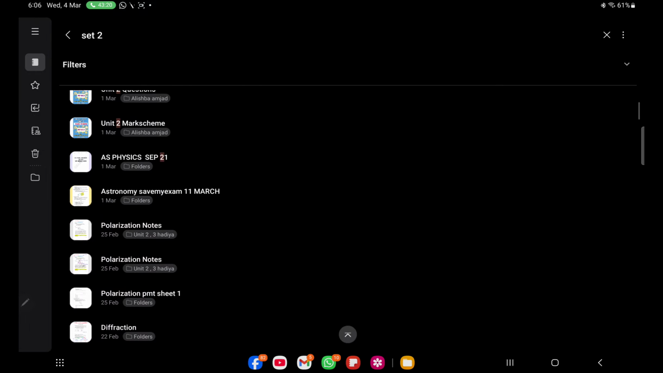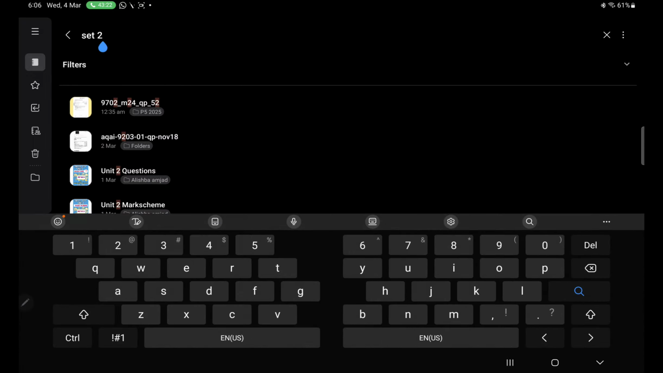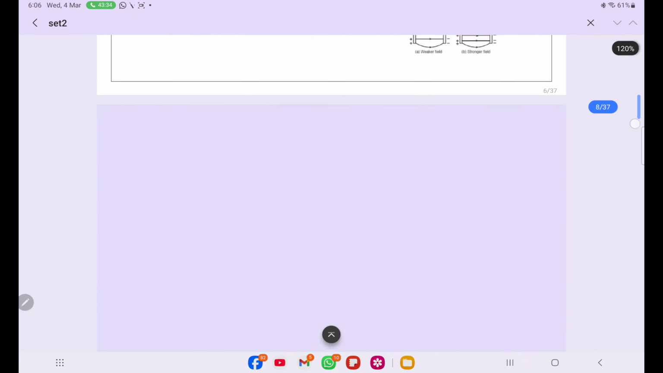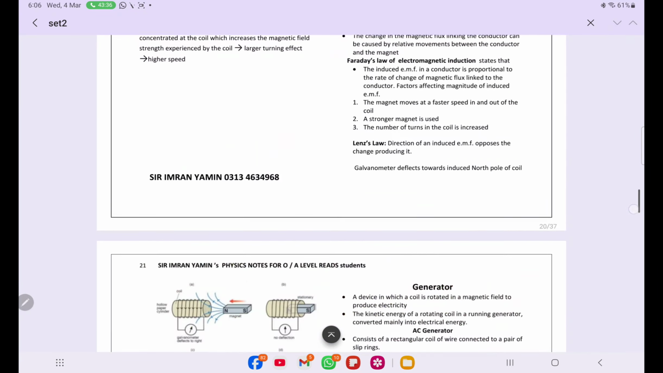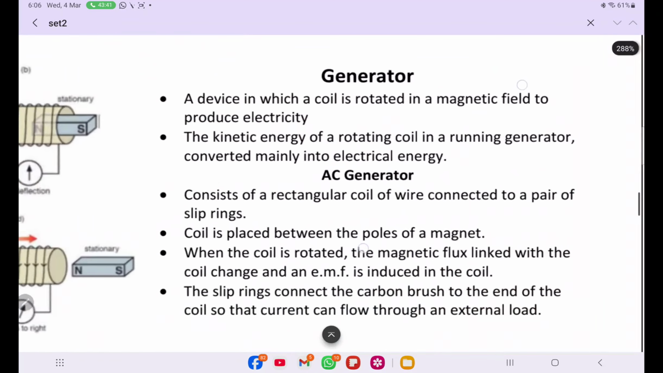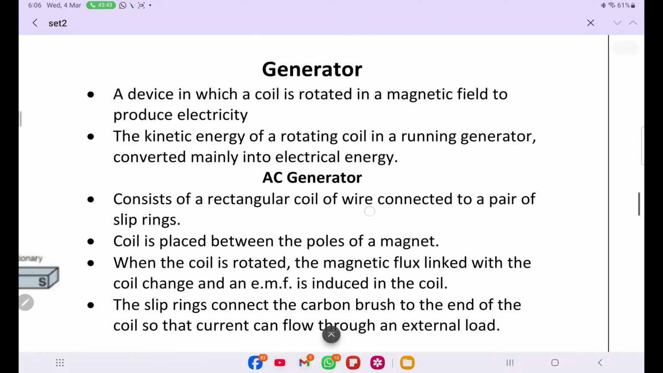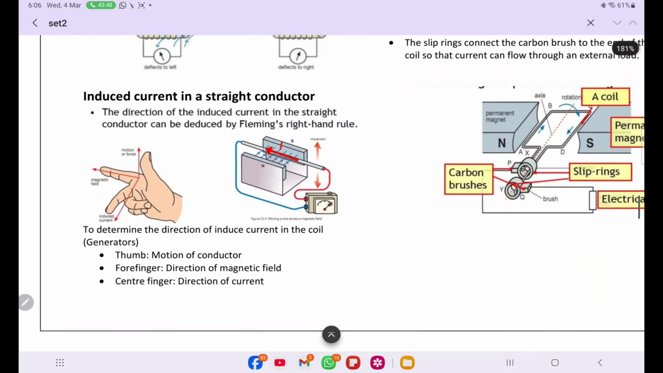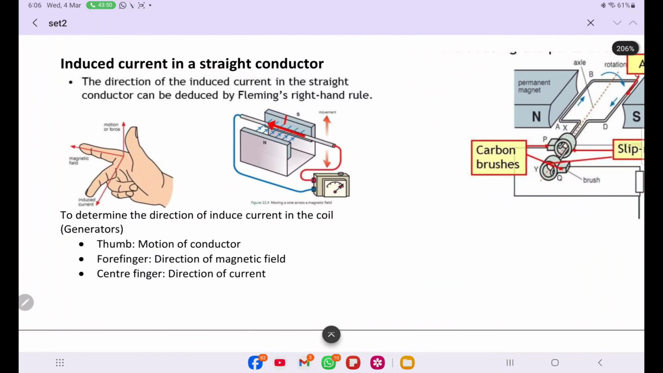Set number two. I have taught you this, that whenever they ask the direction of force, we use the left hand rule. Direction of force, left hand rule. Only force direction is determined by the left hand rule. And right now you can see this is the generator topic. And in a generator, the coil is moving.